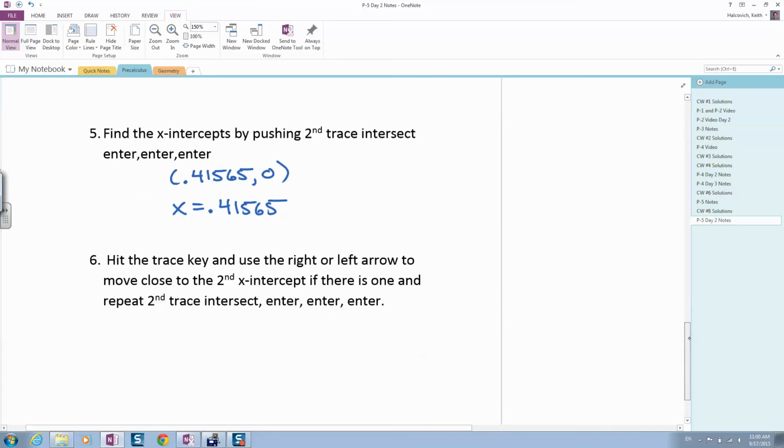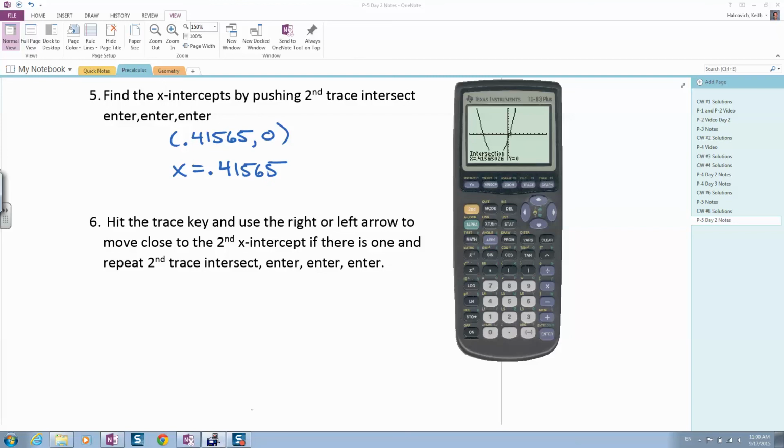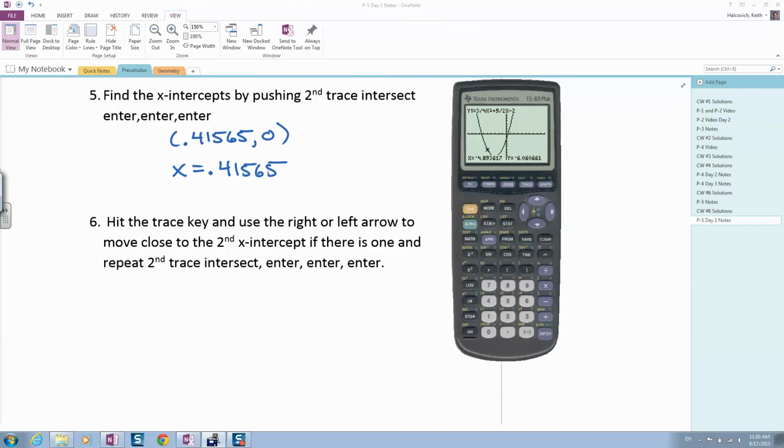So the next thing you're going to do is move the cursor closer to this second one. So you're going to hit trace, and then you're going to use the right or left arrow depending upon which direction. Since we have to go to the left, we're going to use the left arrow, and notice the cursor moves. You want to get it on this side of the vertex, close to there, so now you can find out what that intersection is.